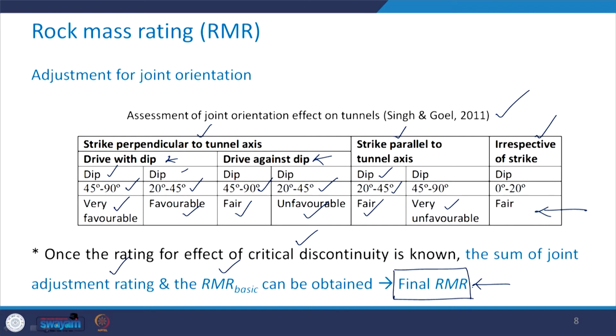So, as far as RMR basic is concerned, there is no problem. We just have to add the rating corresponding to each of those 5 parameters. For the adjustment of the joint orientation, first you need to find out whether the joints are favorably oriented or unfavorably oriented with respect to that structure. And how this is done, I just explained to you. Once you know the adjustment for the joint orientation, you just add that adjustment rating to the RMR basic and you will be able to get the final value of RMR.